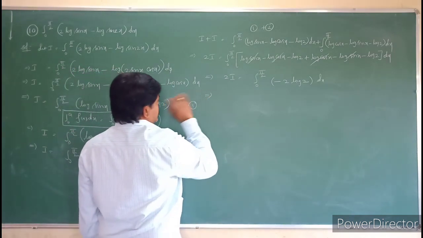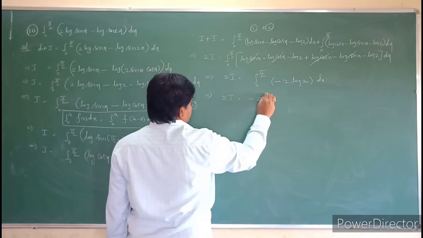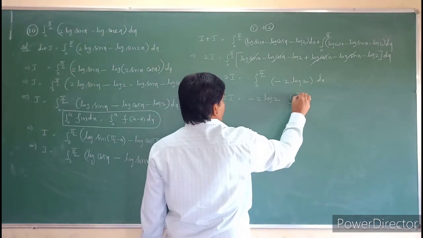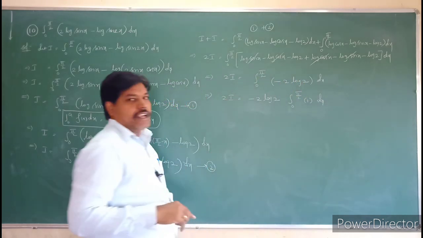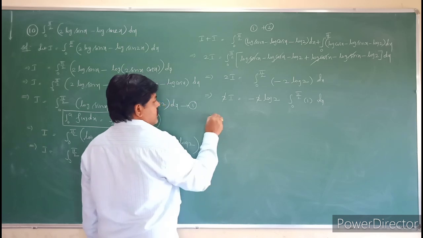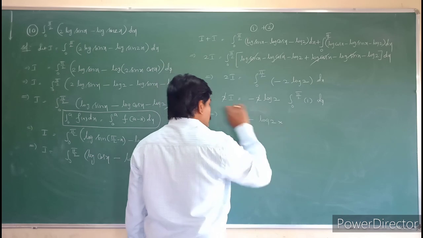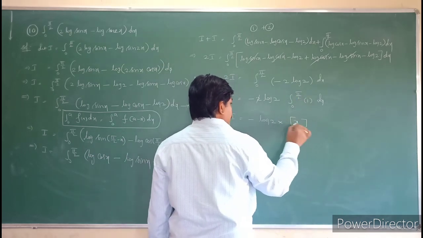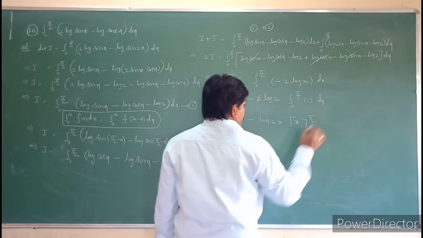So that implies, take the minus 2 out. So 2I is equal to minus 2 log 2 into the integral from 0 to pi by 2 of 1 into dx. Why? Because this is a constant, take it out, it will become the integral of 1 into dx. So on both sides, 2 will be cancelled. So I is equal to minus log 2 into the integral from 0 to pi by 2 of 1, that is, the integral of 1 is x over the limits 0 to pi by 2.